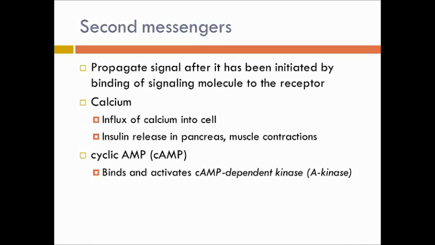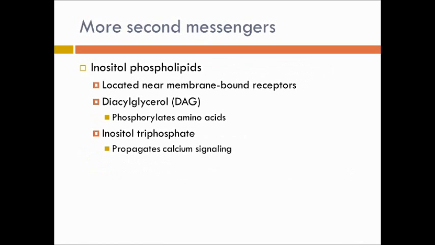Cyclic AMP or cAMP binds and activates cAMP-dependent kinase or A kinase, and that's important in a lot of our metabolic pathways. Another example of second messengers are inositol phospholipids. These are located near the membrane-bound receptors. So two examples of inositol phospholipids are diacylglycerol or DAG, and this will phosphorylate amino acids, and inositol triphosphate, which will propagate calcium signaling.